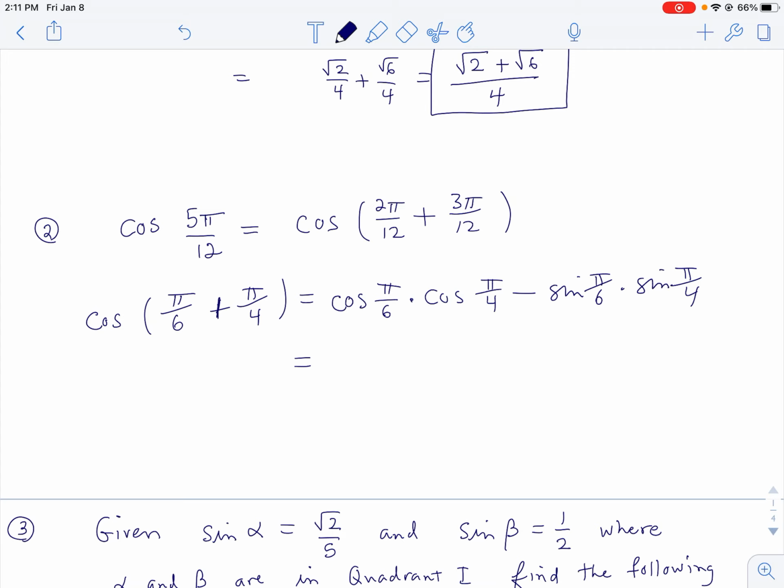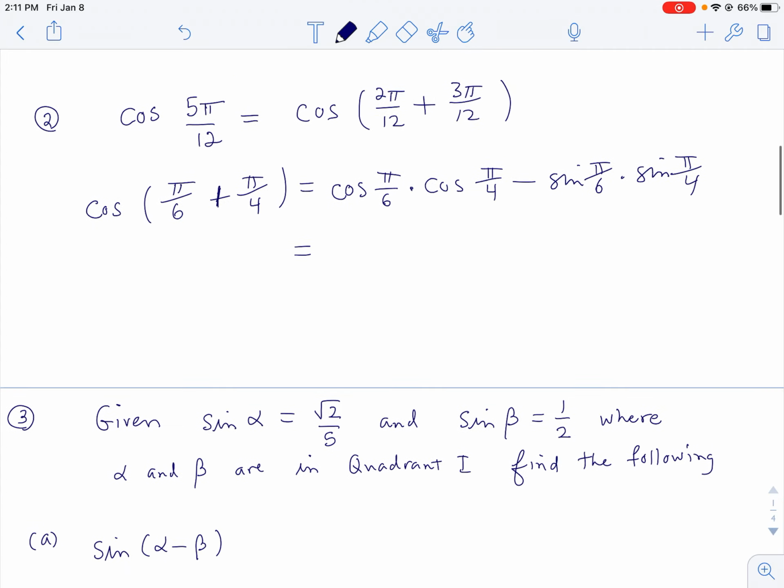And if I simplify all those using what I know about trigonometry, the cosine of pi over 6 is root 3 over 2. The cosine of pi over 4 is root 2 over 2. The sine of pi over 6 is a half. The sine of pi over 4 is root 2 over 2.